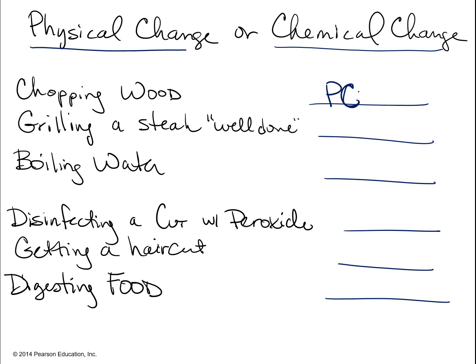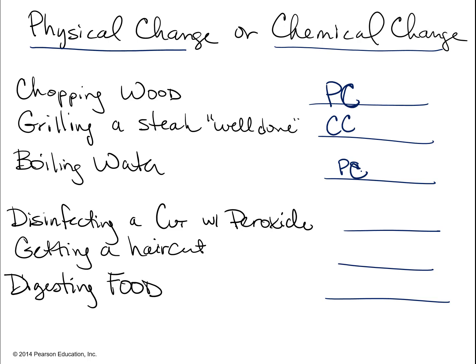What do you think? Chemical, okay? Can you put it back? Can you turn it back into the raw steak? No. So that's going to be a chemical change. Boiling water. Physical, because you could condense that steam back into water. So that's a physical change.